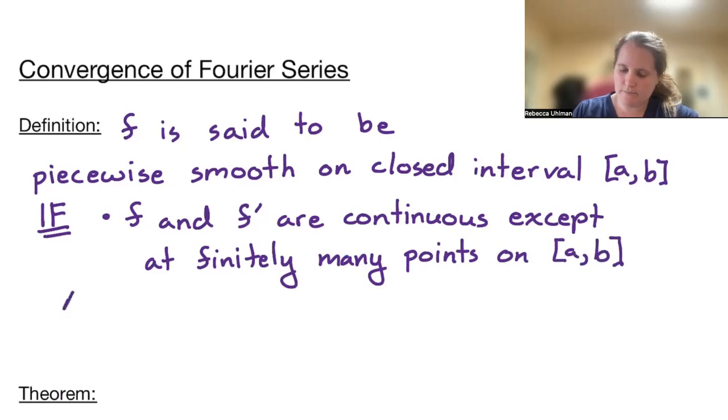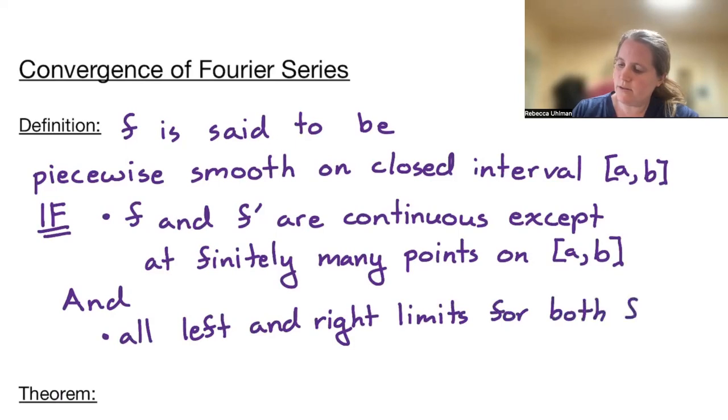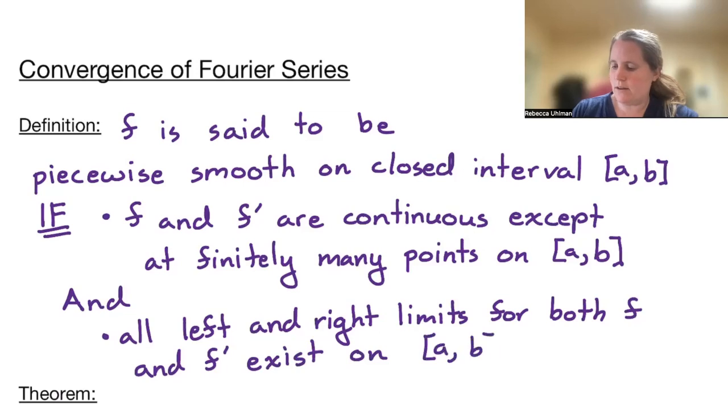And all left and right limits exist on A and B. So all left and right limits for both f and f prime exist on closed interval AB. Of course, for A, we're only looking at the right limit. For B, we're only looking at the left limit. But otherwise, all left and right limits exist.